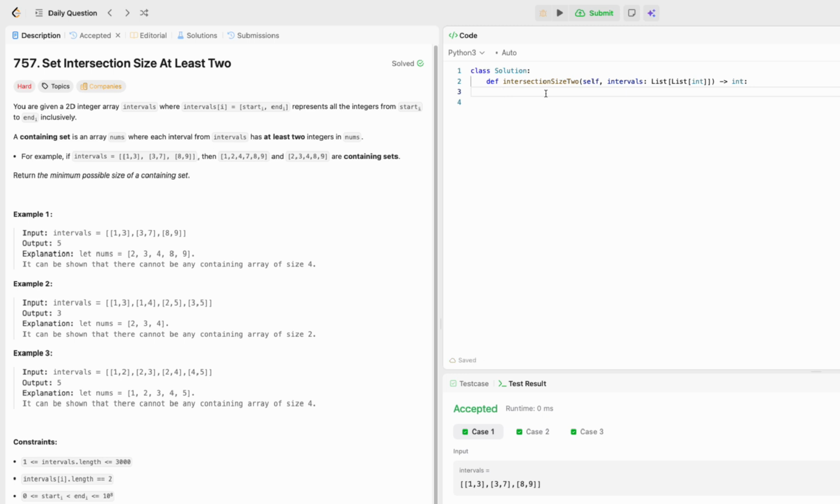Okay, so let's do the code together. For now we will initialize the count equal to 0, and because we need to sort the intervals, let's say that is the sorted of the intervals, and then the key will be equal to lambda x: x[1]. So here we will sort the interval. So yeah, so print interval.